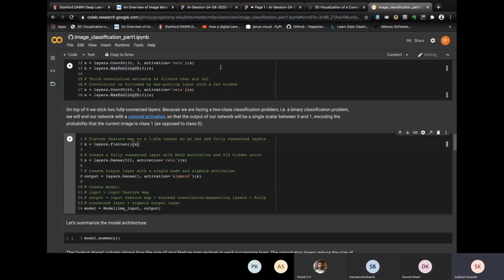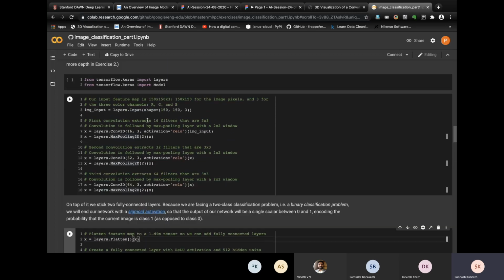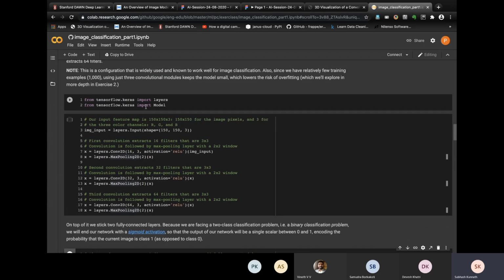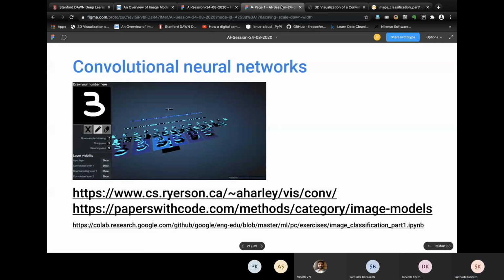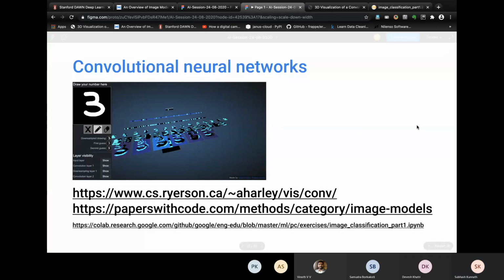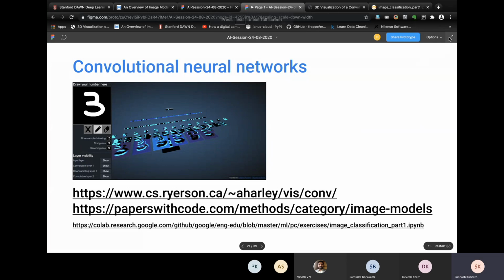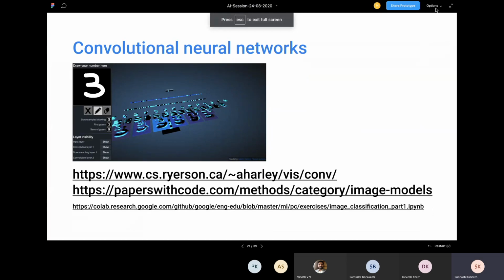This is how the convolutional neural network is implemented using the Keras library and TensorFlow. And let's get back here.